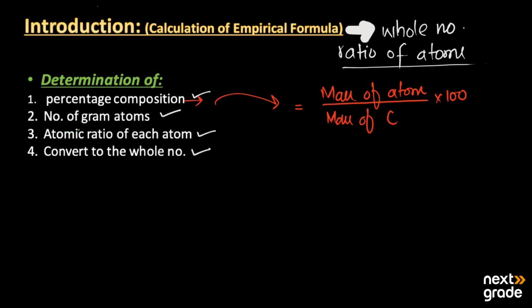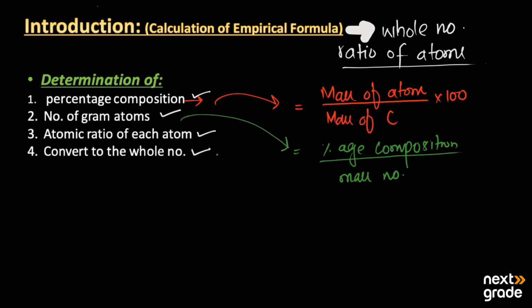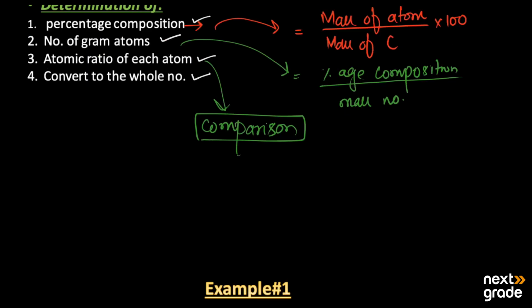Next we have to find the number of gram atoms. To find the number of gram atoms, we take the percentage composition of the element divided by its mass number. So this is the formula to find the number of gram atoms. After that, we find the ratio with the help of comparison of the number of gram atoms. So how can we calculate?